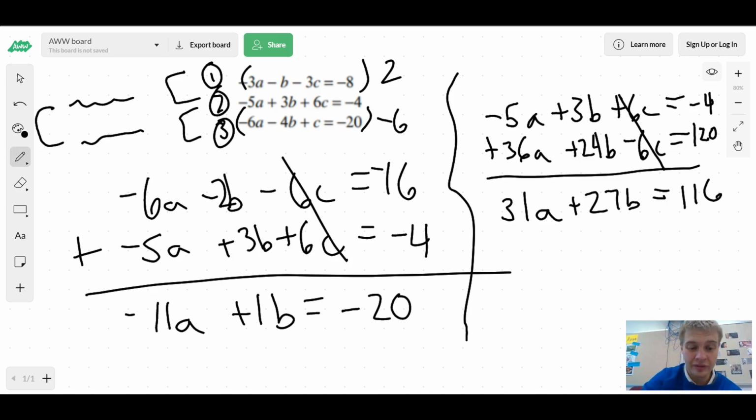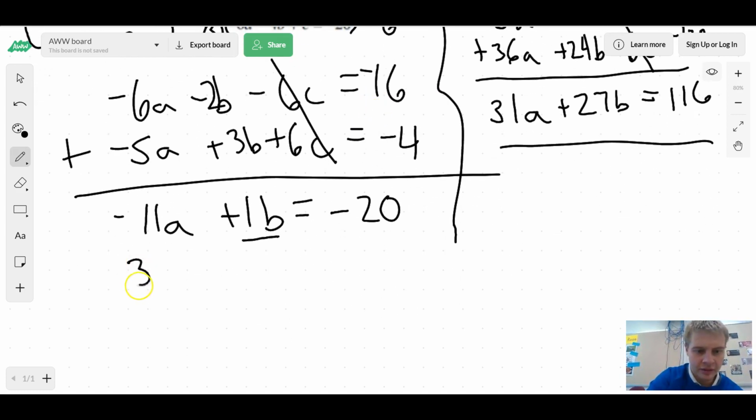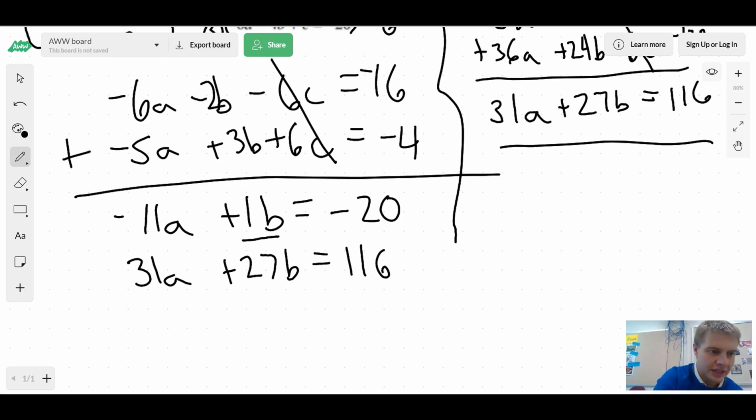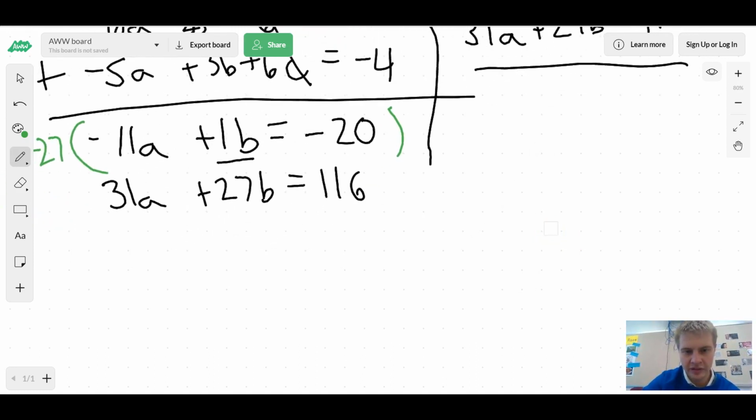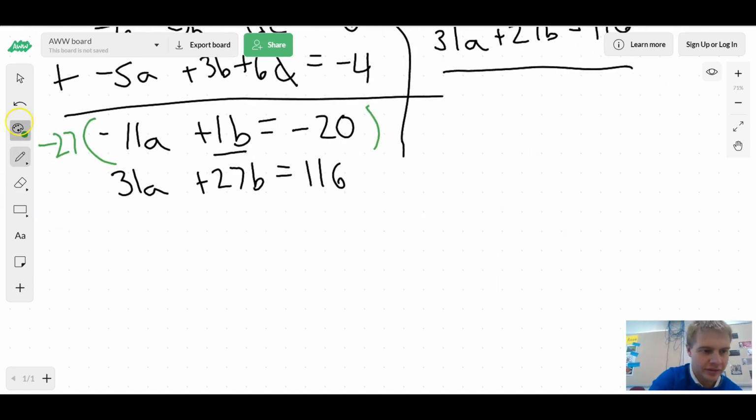But the nice part is we do have a single b. So then when we stack these 2 and eliminate, a will not be too bad to get. So we're going to take this one and eliminate. So let me put that one beneath it. So that'd be 31a plus 27b equals 116. Now, to make them cancel, because that is 1b, I'm going to times this equation by negative 27. So let's rewrite those things where we've times by negative 27.